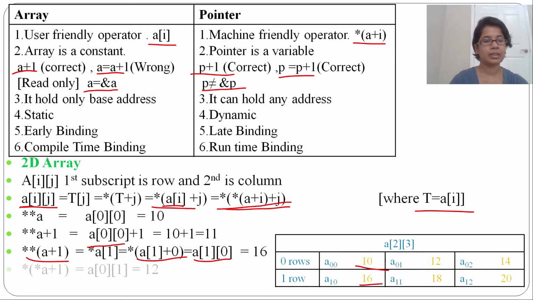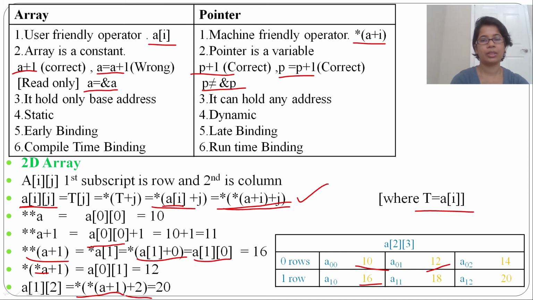Next is *(*a+1). This *a you can write as a[0], so it is a[0][1], which is 12. Suppose you want to find a[1][2], how will you write? You can write *(*(a+1)+2), so using this formula it is equal to 20. In GATE 2021, a question came from this, so this is important. Just focus on this part, it is very important.